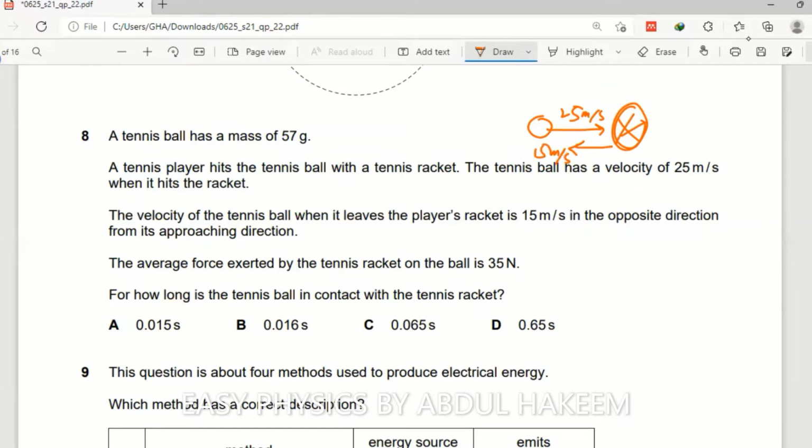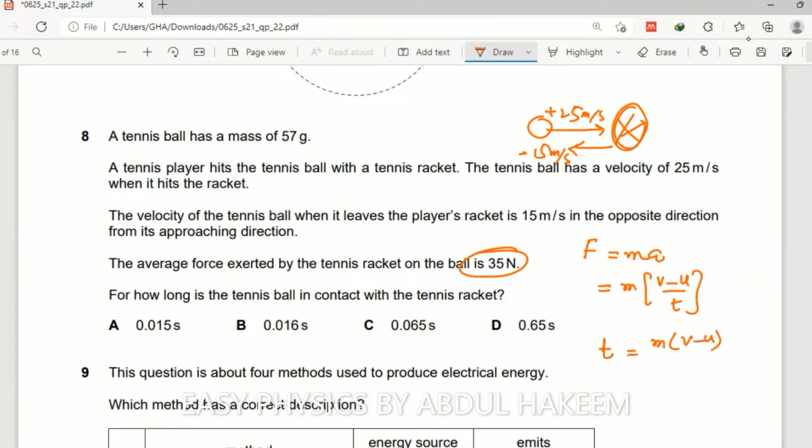But do remember, velocity is a vector. So if this is positive, this will be negative. The average force exerted is 35. How long is the tennis ball in contact with the racket? Look, we have done that F is equal to MA, and A can be written as the change in velocity divided by time. So the time is equal to M times (V minus U) divided by F. Make T the subject, and F will come here.